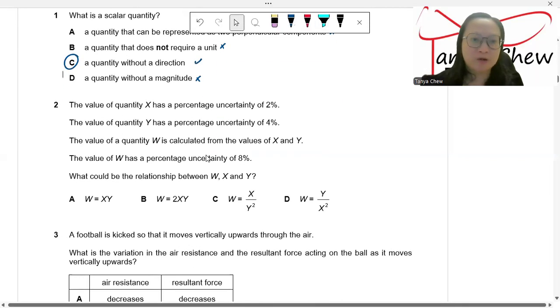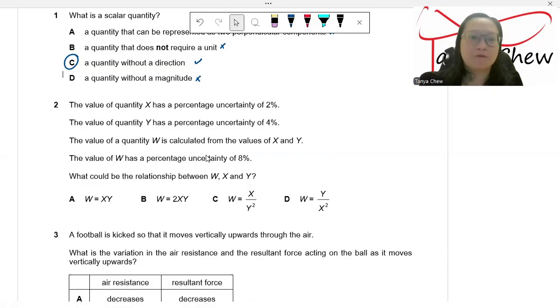Question number 2. The value of quantity X has a percentage uncertainty of 2%. The value of quantity Y has a percentage uncertainty of 4%. The value of quantity W is calculated from the values of X and Y. The value of W has a percentage uncertainty of 8%. What could be the relationship between W, X, and Y? Now, I am going to do that one by one.